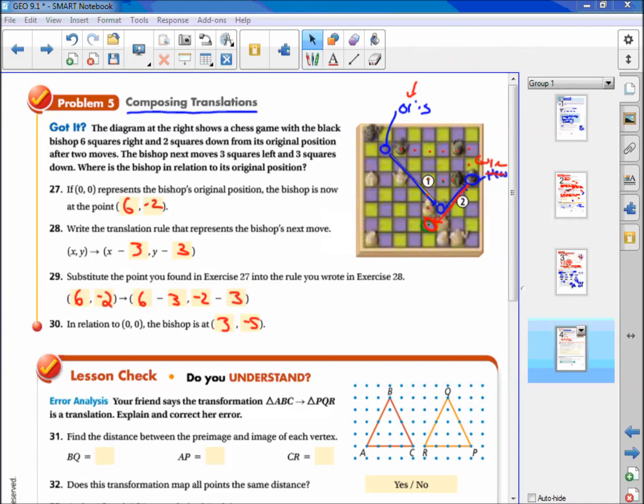So let's count that up and make sure it makes sense. So from the original position, I move 1, 2, 3 to the right, and then 1, 2, 3, 4, 5 down. So that's right compared to its original position.